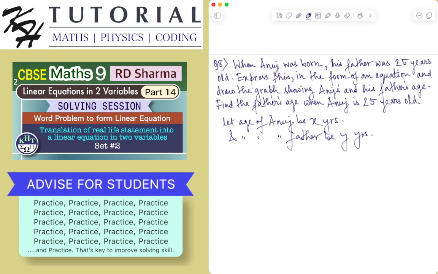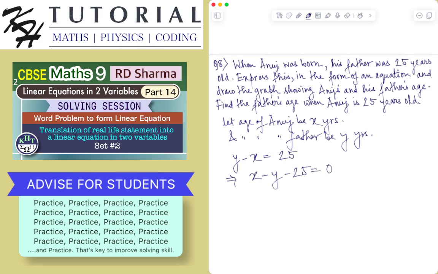So, what is the difference between Anuj and his father? It is 25. So, we can clearly say that y minus x will always be 25. So, clearly this is a linear equation in the variables x and y, the age of Anuj and the age of his father. In the standard form, this is x minus y minus 25 is equal to 0.